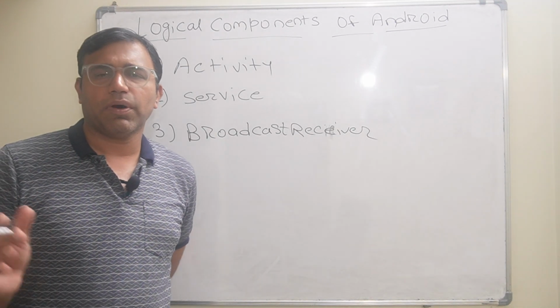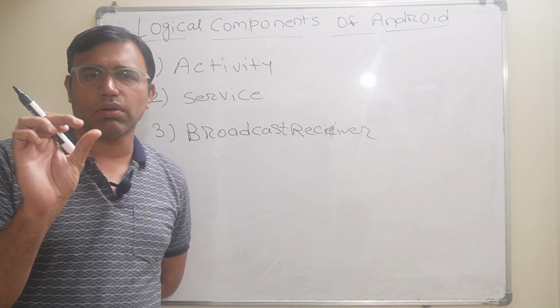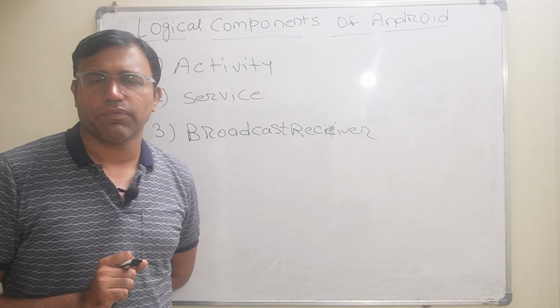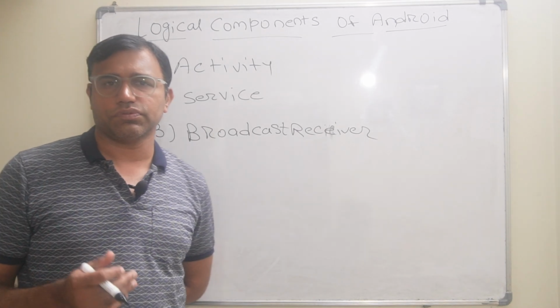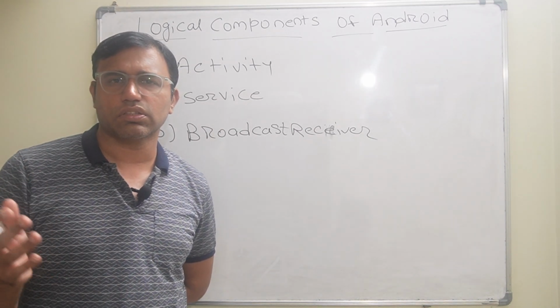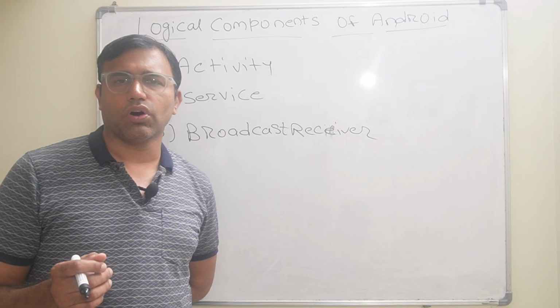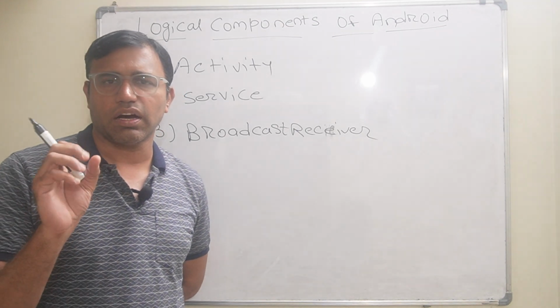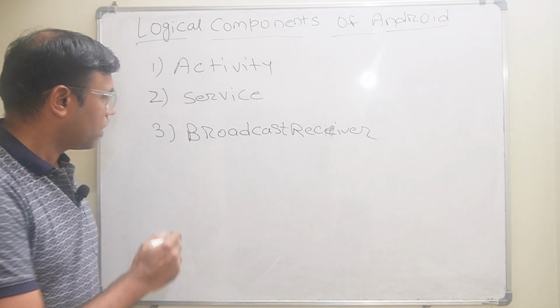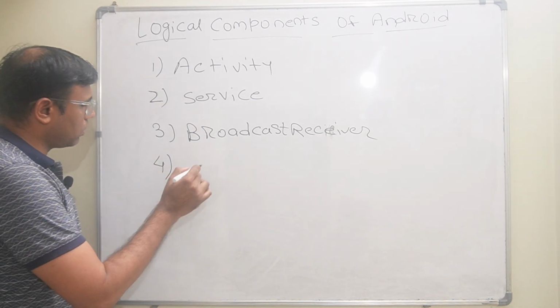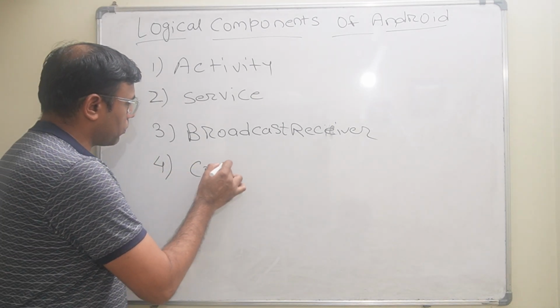Suppose Wi-Fi is detected, then you will get one small message that is called a toast in Android. Suppose you got a call, you get it through a ringtone, or if you got a message, you will get some sound. So that is nothing but the broadcast receiver. And the fourth logical component is content provider.